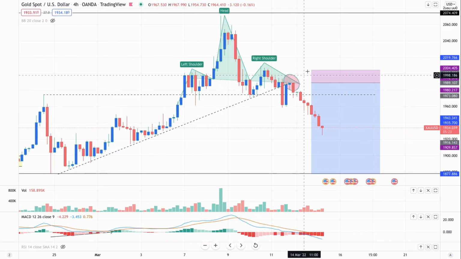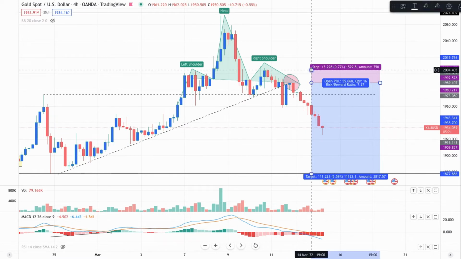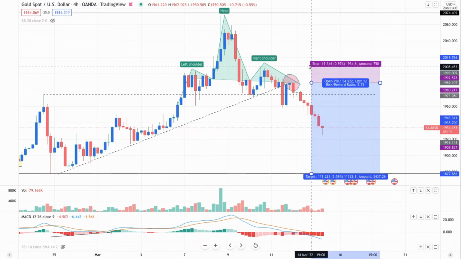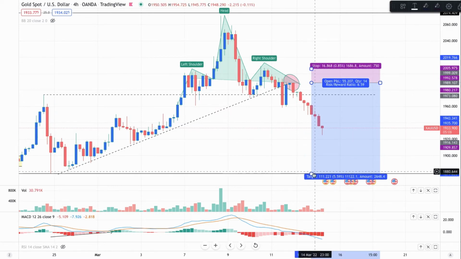Now, we place our stop within the right-hand shoulder or above the peak of the right-hand shoulder, right? This depends on how you have back-tested these patterns. And then my final target is the 1877.8 price level on gold.